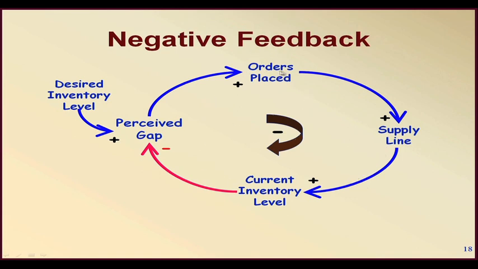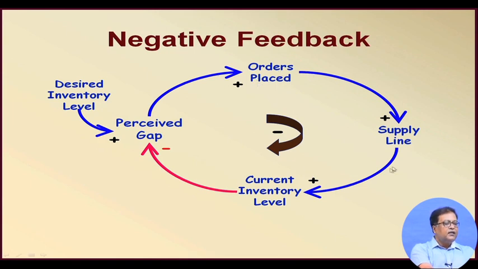You see, as you place orders, the supply line increases, the current inventory level goes up, and the gap between the desired level and the current level reduces. Why? Suppose you want 100 in the store, and with more orders and more supply, the inventory has gone up to, let us say, 90. So, the gap is only 10, then you order less, right. That is where the negative loop is. If the gap increases, more orders. So, that is why it is plus.